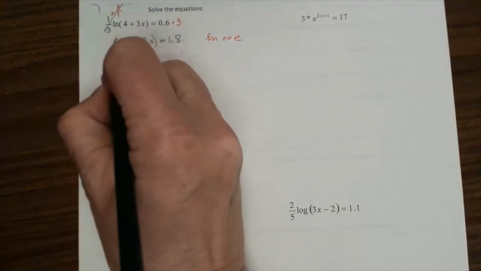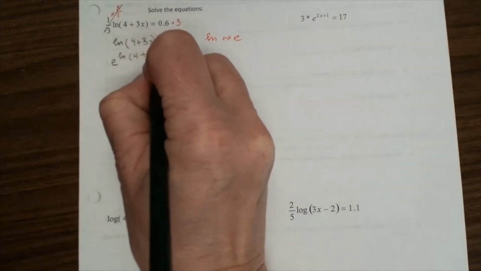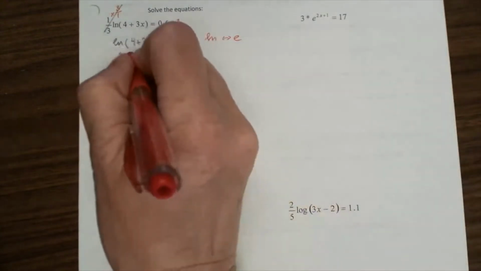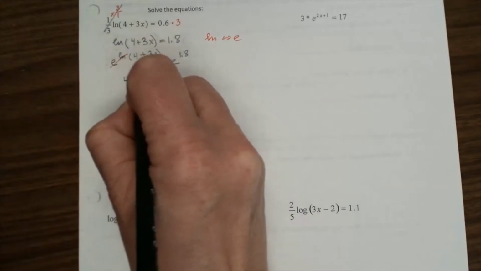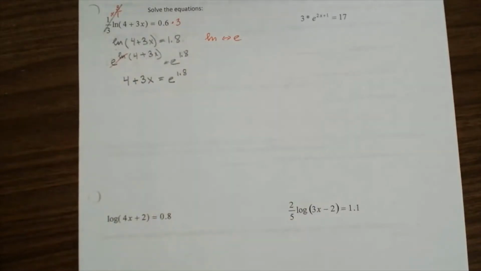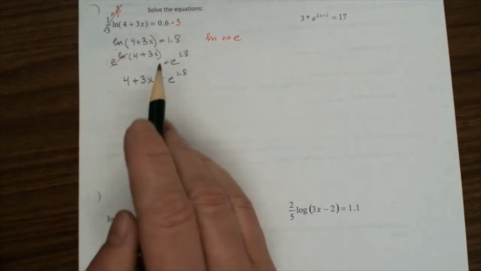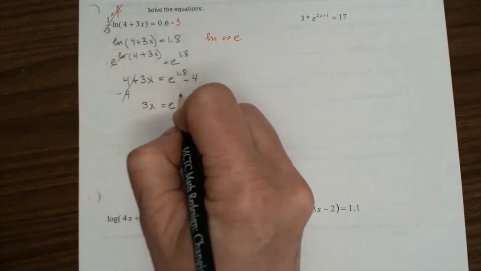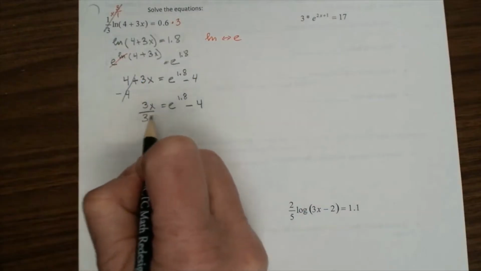So we have to do it really carefully here. It will be e to the power natural logarithm 4 plus 3x is equal to e to the power 1.8. Now e to the power natural logarithm will cancel out. And on the left, we will have 4 plus 3x is equal to e to the power 1.8. This is a linear equation. To solve this equation, we have to have x by itself on one side. First of all, we'll subtract 4 from both sides. So it will be e to the power 1.8 minus 4. And the last step, we have to divide both sides by 3.